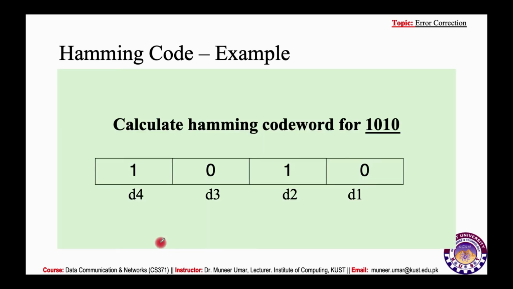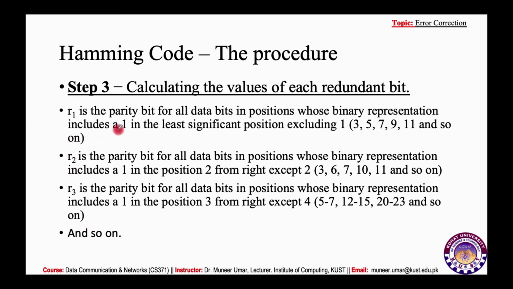So R1 is the parity bit for all data bits in positions whose binary representation includes a 1 in the least significant position, or least significant bit, LSB, excluding the first. This one is actually R1. So R1 is taking 3, 5, 7, 9, 11.